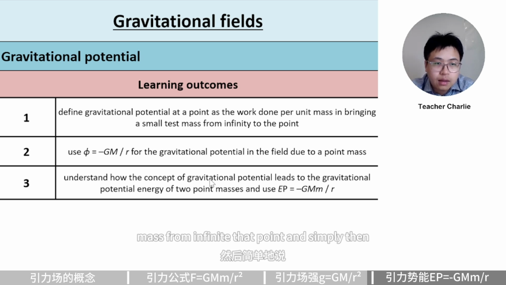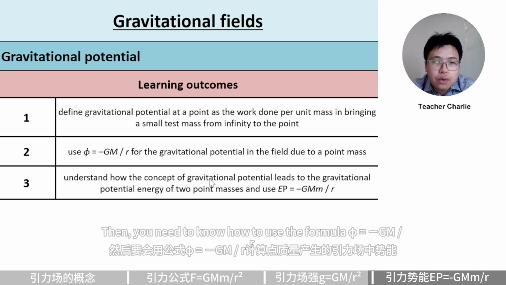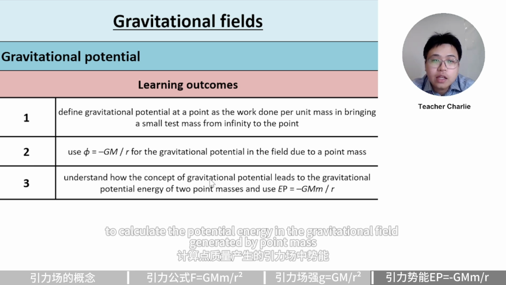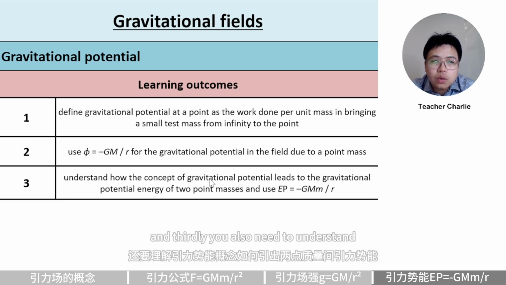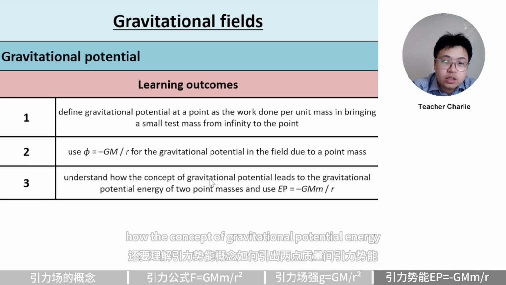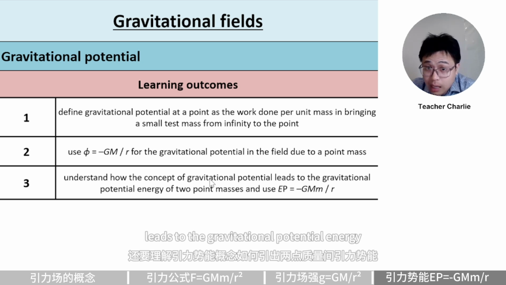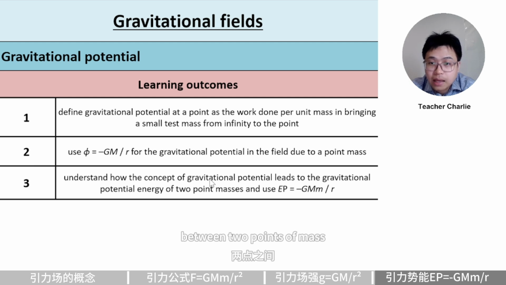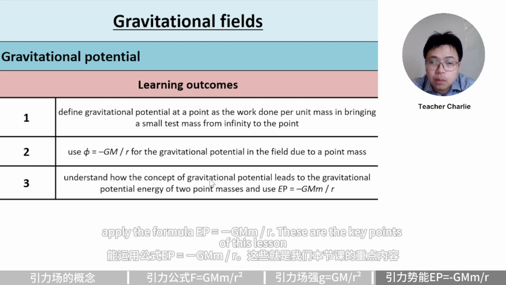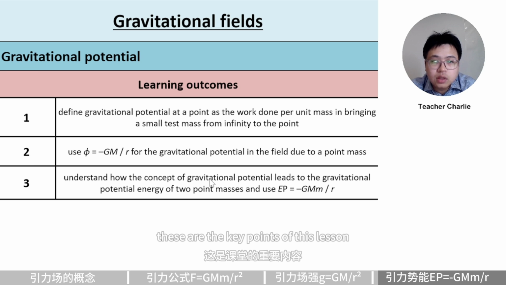Secondly, you need to know how to use the formula Φ equals minus GM divided by r to calculate the potential in a gravitational field generated by a point mass. And thirdly, you also need to understand how the concept of gravitational potential leads to the gravitational potential energy between two point masses, and be able to apply the formula EP equals minus GMm divided by r. These are the key points of this lesson.